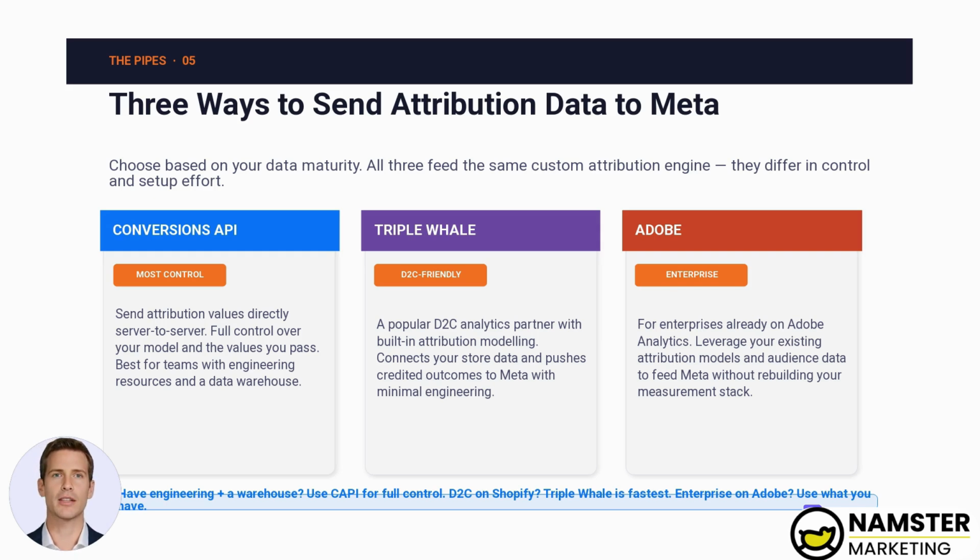For D2C brands, especially those on Shopify, Triple Whale is a highly efficient partner that offers built-in attribution modeling with minimal engineering required. For larger enterprises already using the Adobe stack, you can leverage your existing models and audience data without rebuilding your measurement infrastructure. The choice depends on your current tools. Use KPI for total control, Triple Whale for speed, or Adobe for enterprise integration. Use what you already have.